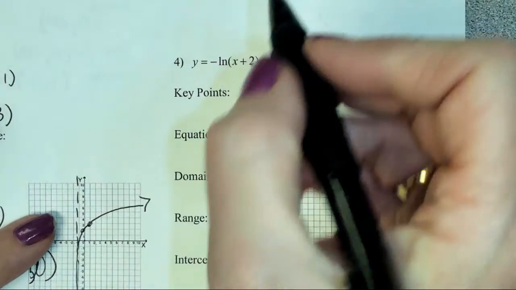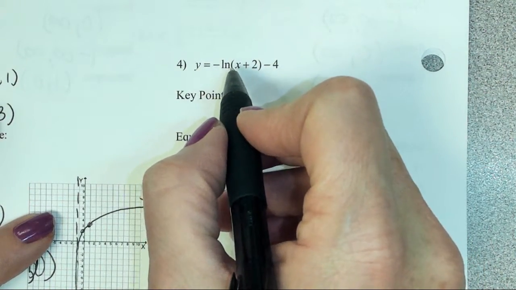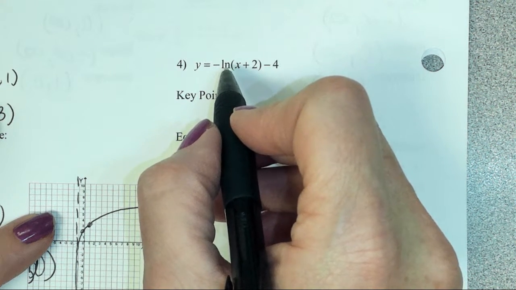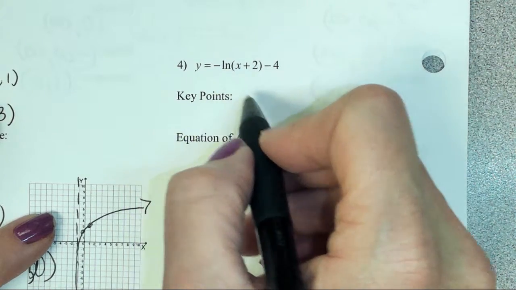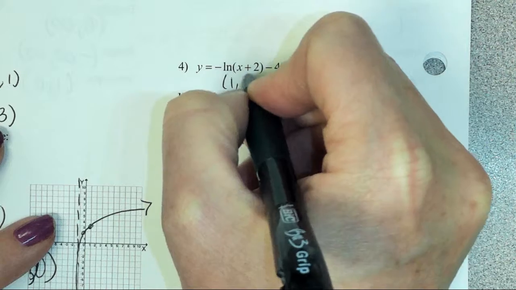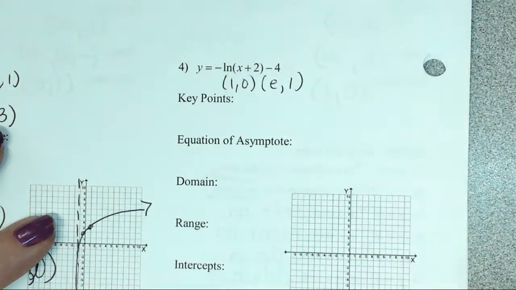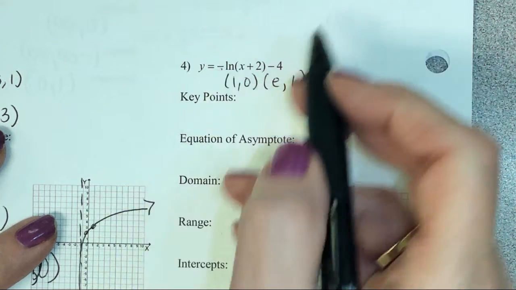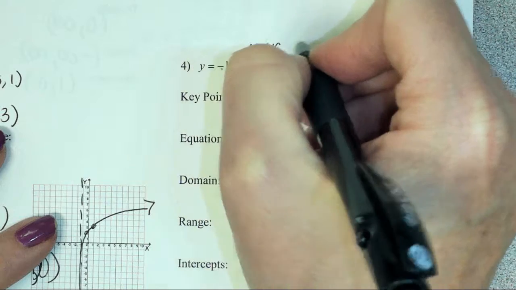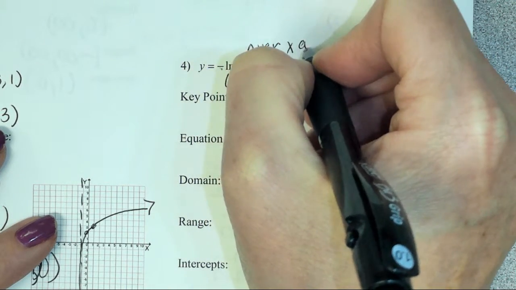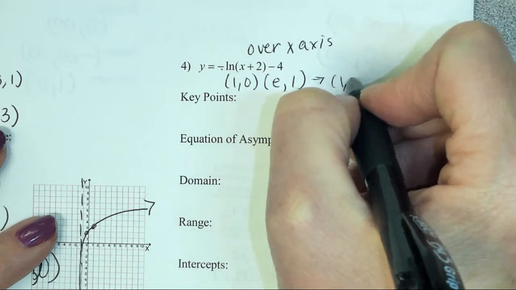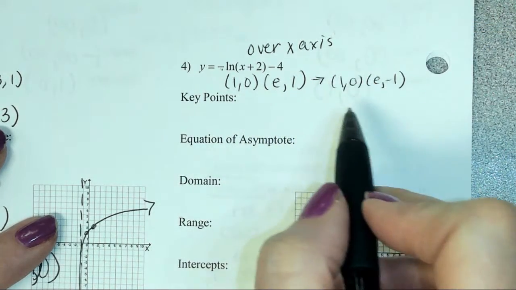All right, key points. Do you know the base when we have a natural log? E. It's 10 if it's regular log. If it's natural log, it's e. So my key points for these are normally (1, 0) and (e, 1). But now I have to apply my shifts. This negative out in front, that's a reflection over what? The x-axis. If I reflect over the x-axis, (1, 0) is not going to change. (e, 1) will change. It'll go to (e, -1).